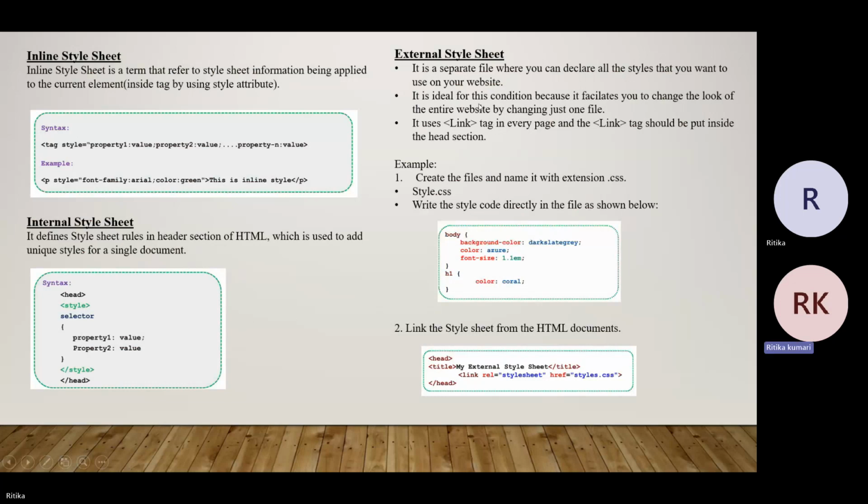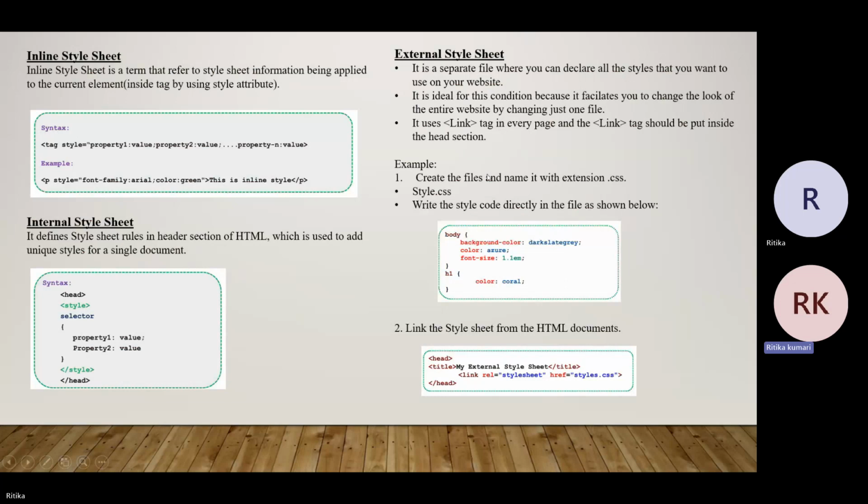Now let us discuss external style sheet. It is a separate file where you can declare all the styles that you want to use on your website. It is ideal for this condition because it facilitates you to change the look of the entire website by changing just one file. It uses a link tag in every page, and the link tag should be put inside the head section. For example, we want to create a file with the extension .css.